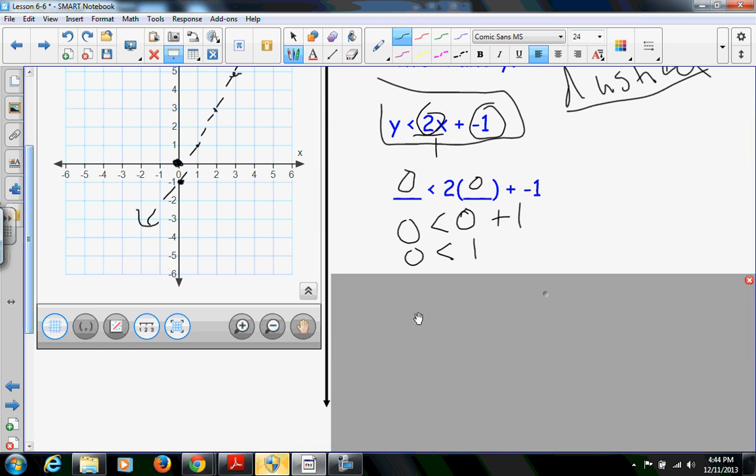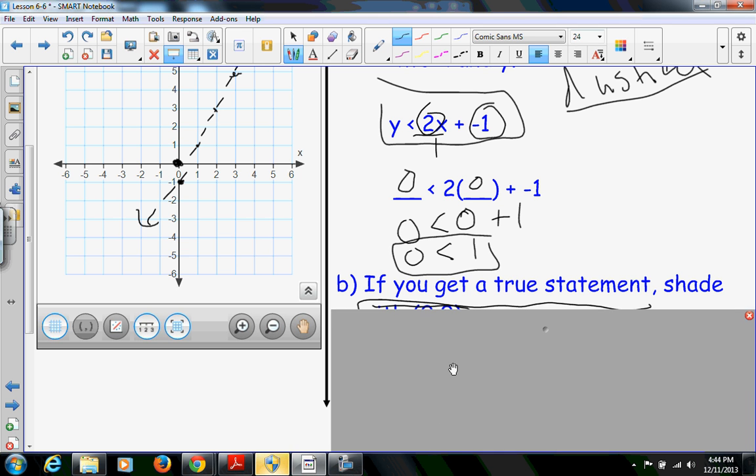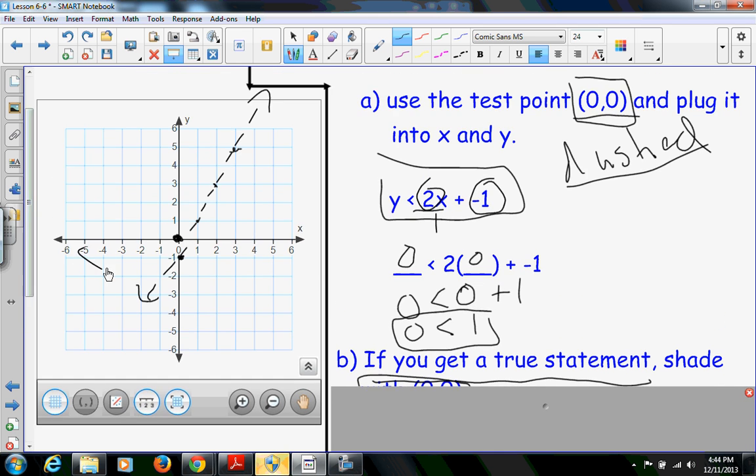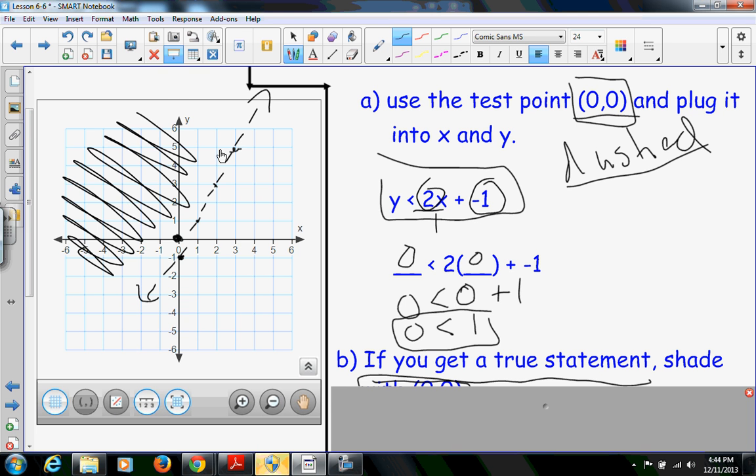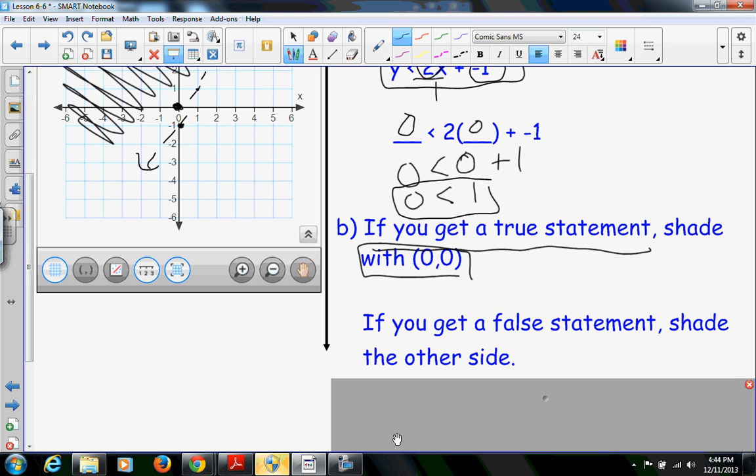My next step is, if I get a true statement, shade with 0, 0. Is this true? Is 0 less than 1? That is true. So I'm going to shade this side of my line. If I got a false statement, I shade the other side. Now I know that's a lot. Pause it if you need to go back, but we're going to go through a couple of examples here.